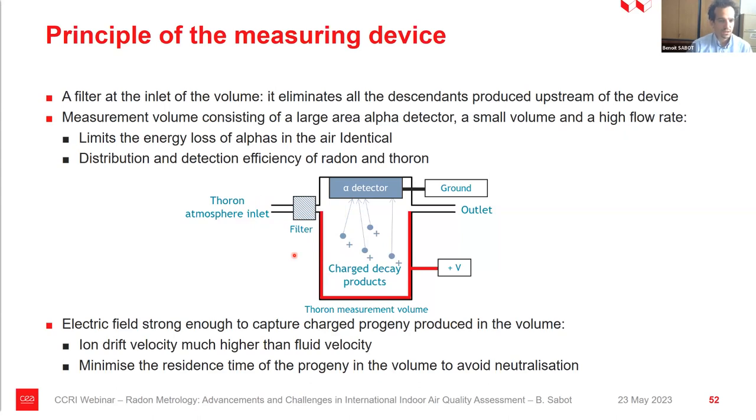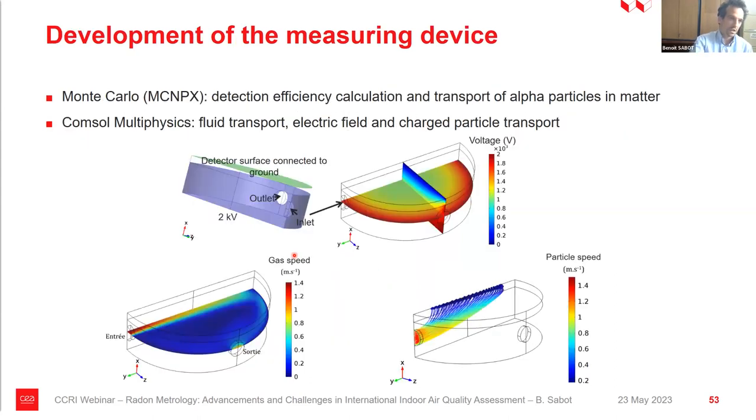And so the key development of this system was to combine two things. One is Monte Carlo simulation, and back then I was using MCNPX for the detection efficiency of alpha particulate matter, and to combine multiphysics simulation to simulate fluid transport, I mean air, electric field, and charged particle transport, in this case, very small size aerosols, nano size aerosols, which have some charge due to the recoil of alpha, after the alpha disintegration.